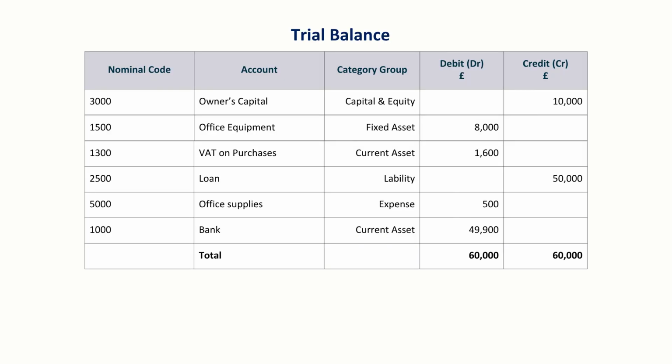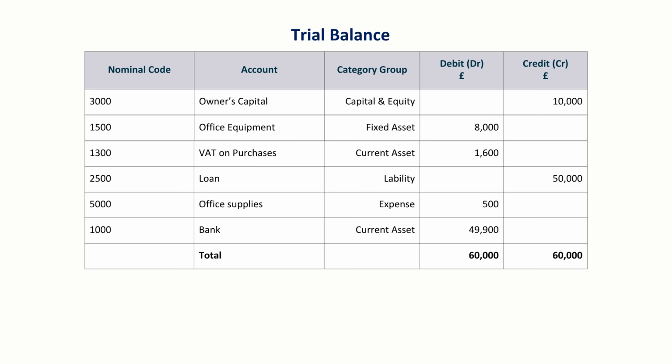Now that we've balanced the accounts, we can take the closing balances and record them in a trial balance. The trial balance shows all the account balances at a point in time. In this case, after we've balanced the bank account. Each account appears once, with its closing balance shown on either the debit or credit side, depending on the account type. The total of the debit column should always equal the total of the credit column. If they don't, it means there's likely an error somewhere in the entries or calculations.